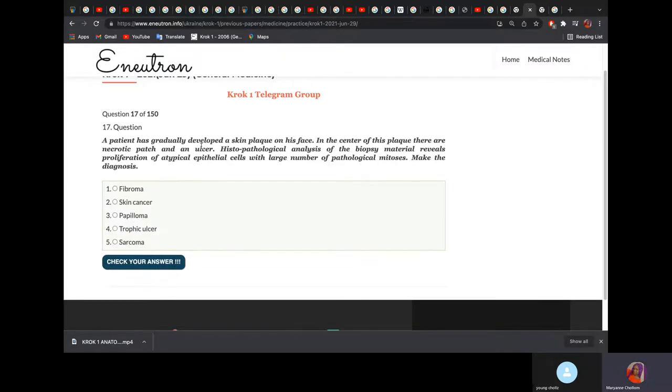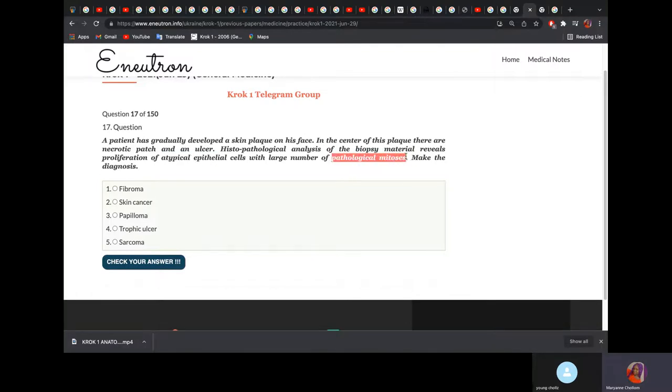A patient has gradually developed a skin plaque on his face. In the center of this plaque, there are a necrotic patch and an ulcer. Histopathological analysis of the biopsy material revealed proliferation of atypical epithelial cells with a large number of pathological mitoses. Make this diagnosis. So I told you that once you see atypical cell, pathologic mitosis, it's a what?